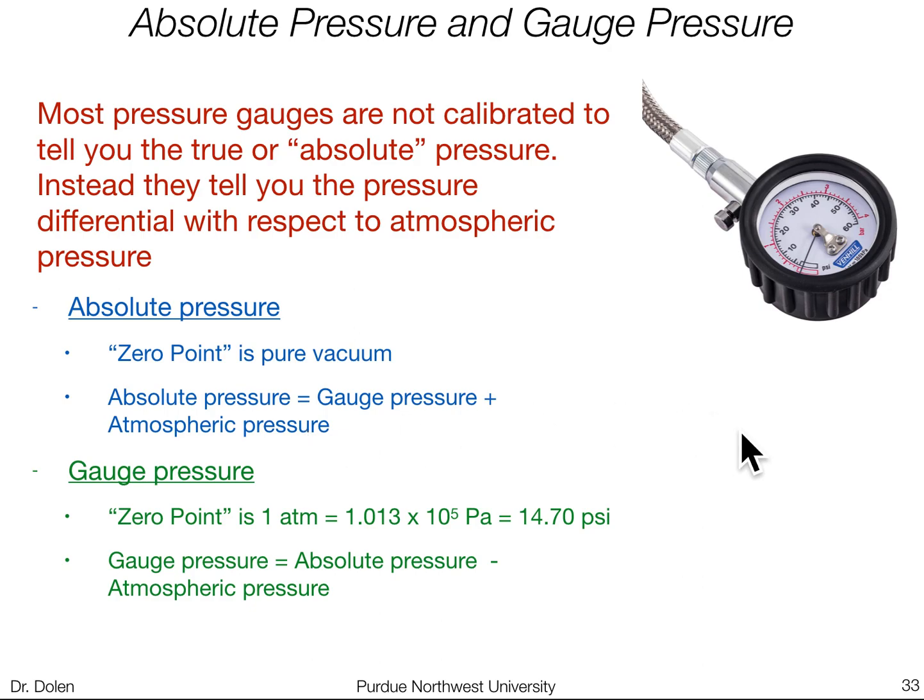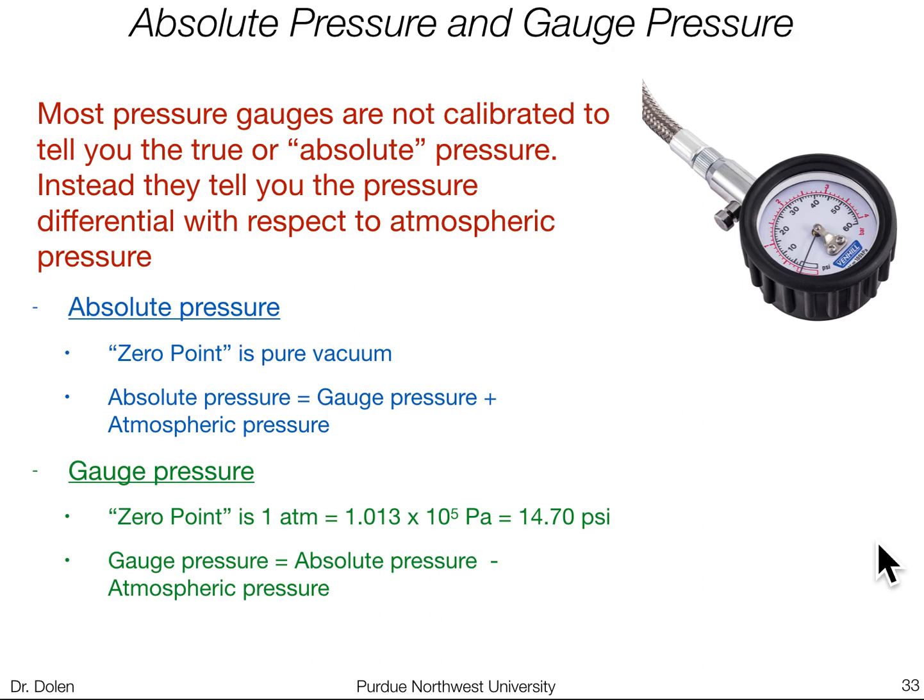If you're on the Earth and you want to figure out the pressure inside your tire, your gauge is going to read the gauge pressure. If you add to that the atmospheric pressure, that tells you the absolute pressure inside your tire. Right? The gauge pressure's zero point, when it says zero pressure, is not actually zero pressure. It's been calibrated such that zero pressure corresponds to 1 atmosphere. Right? That corresponds to 1.013 times 10 to the fifth pascals, or 14.7 pounds per square inch. So a pressure gauge is going to tell you the pressure relative to the atmosphere.